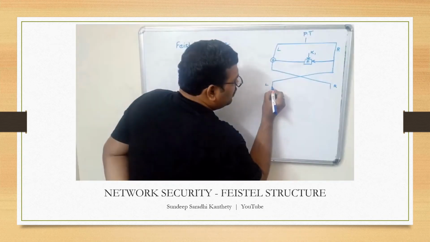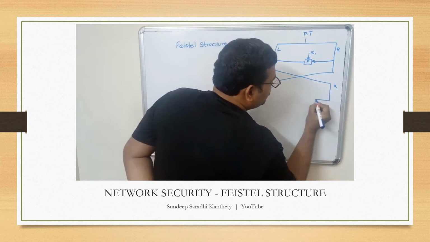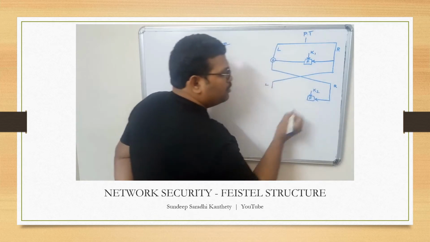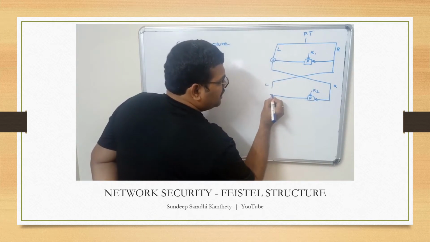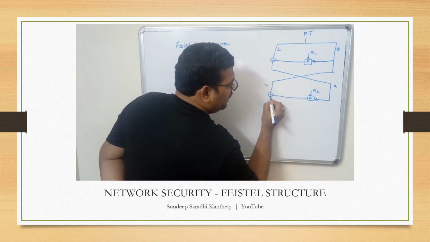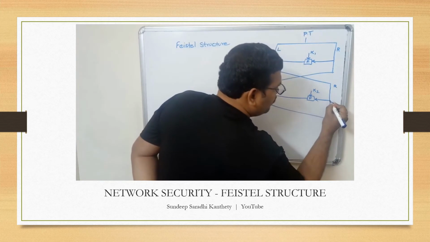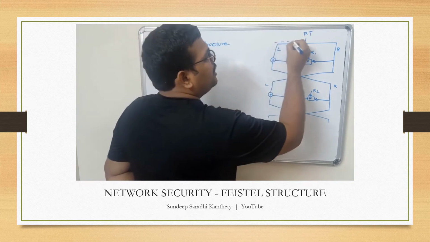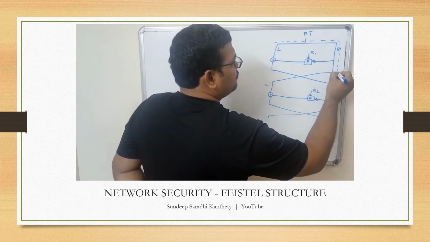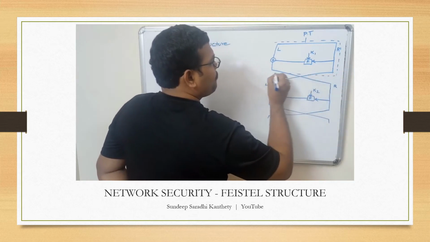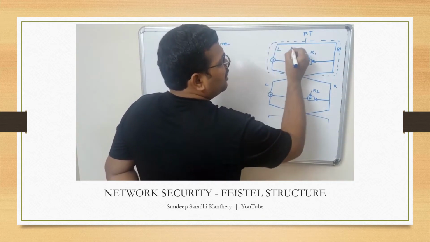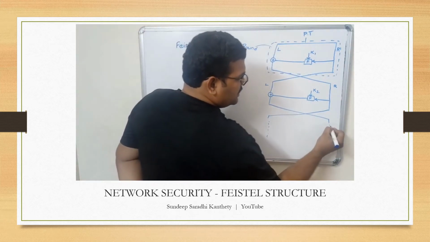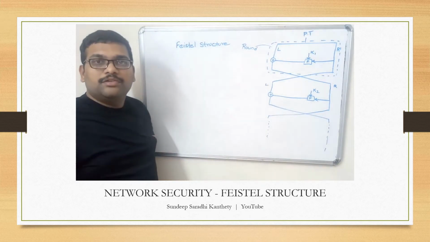So this is again the left half, right half. Again the right half is applied to the function where subkey 2 is used, and the result is XORed with the left half. Again, this will be saved in the right half and this will be saved in the left half. This we call a round function. So likewise it will keep on going. So this is called a Feistel structure.